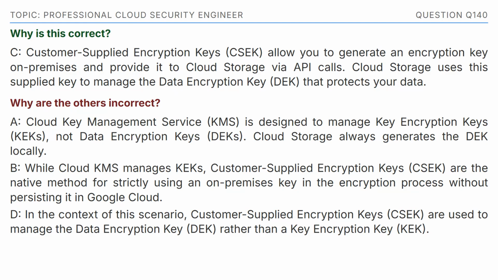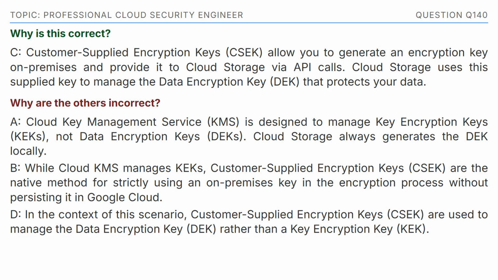Customer-supplied encryption keys, CSEK, allow you to generate an encryption key on-premises and provide it to Cloud Storage via API calls. Cloud Storage uses this supplied key to manage the data encryption key, DEK, that protects your data. Why are the others incorrect?